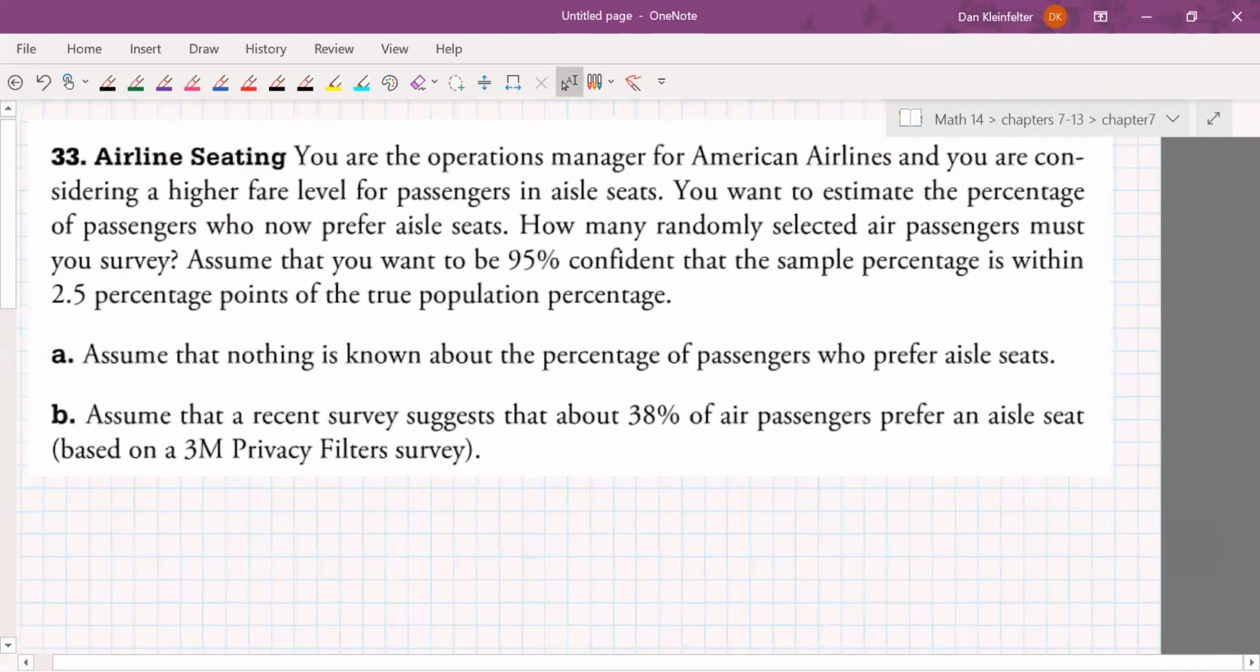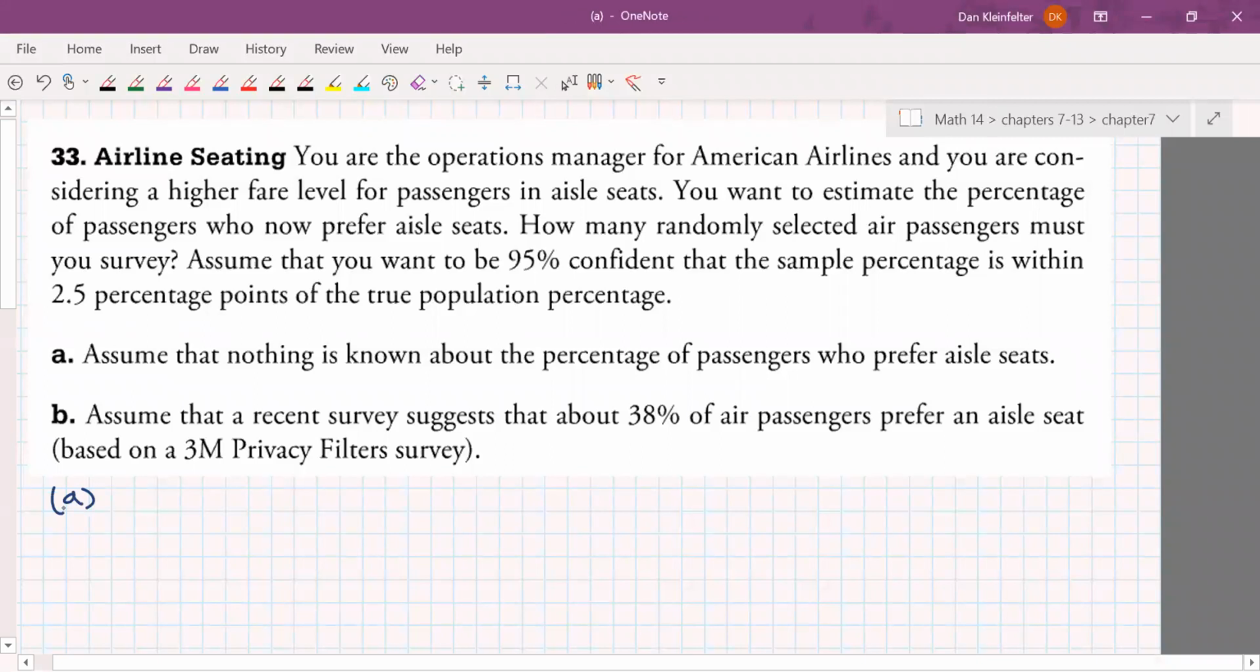All right, so the story here: you're the operations manager for American Airlines and you're considering a higher fare level for passengers in aisle seats. People like to sit on the aisle so that they can get out more easily. You want to estimate the percentage of passengers who now prefer aisle seats to see if it's worthwhile. So how many randomly selected air passengers must you survey? Assume that you want to be 95% confident that the sample percent is within 2.5 percentage points of the true population percentage. Okay, so let's try.